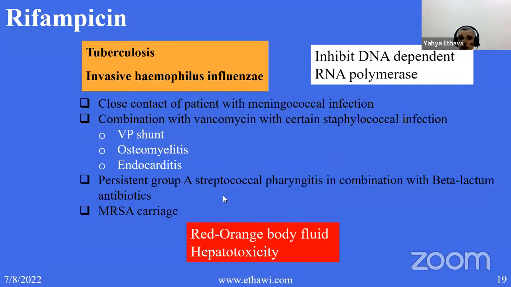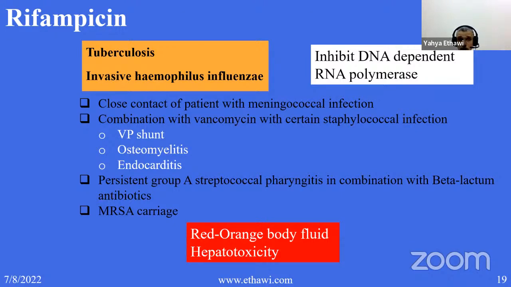Rifampicin is very important to be used in tuberculosis, and also it is very important for invasive Haemophilus influenzae, and it inhibits DNA-dependent RNA polymerase.